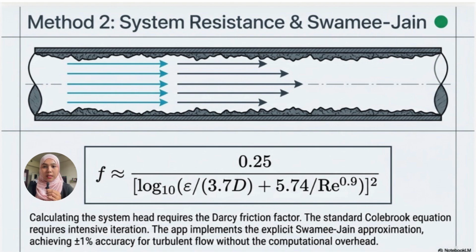Moving on to the system resistance. To find out how the system behaves, we must calculate the dynamic friction head loss, which requires the Darcy friction factor. As mentioned, the standard Colebrook equation requires intensive iteration. Instead, our application implements the explicit Swamee-Jain approximation. This allows the application to achieve an impressive 1% accuracy for turbulent flow while keeping the computational overhead incredibly light.